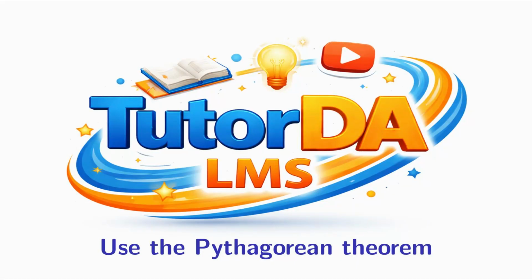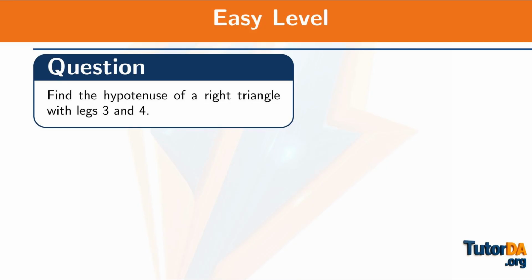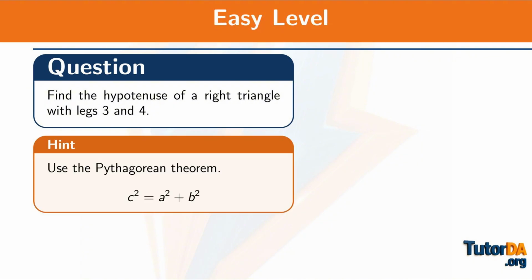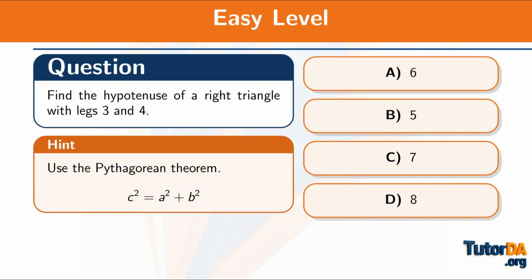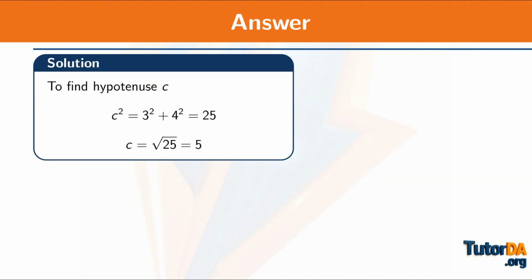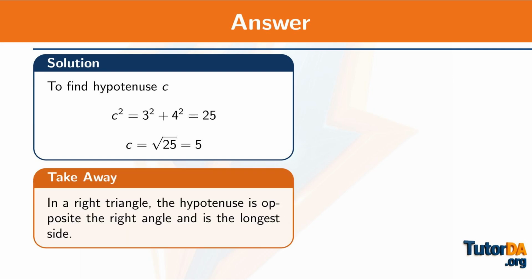Use the Pythagorean theorem. In any right triangle, the hypotenuse is the longest side, and it sits opposite the right angle. Easy level, the legs are 3 and 4. We need the hypotenuse. Square both legs and add them. 3 squared plus 4 squared equals 25. Now take the square root. The hypotenuse is 5.